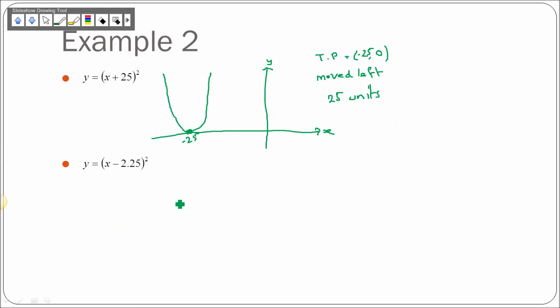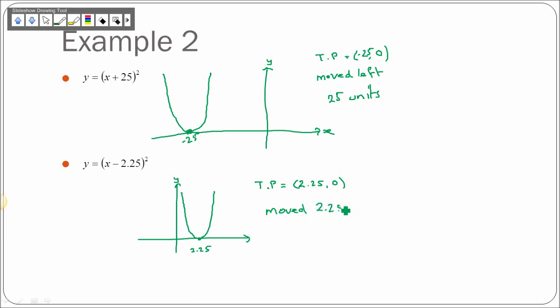Okay, so looking at this one, we're subtracting by 2.25. So put in our axes again. Which way are we going to go? Left or right? Yes, we go to the right. There it is, just touch the axis at 2.25. Our turning point is 2.25 and 0. We can say that it is moved 2.25 units right.